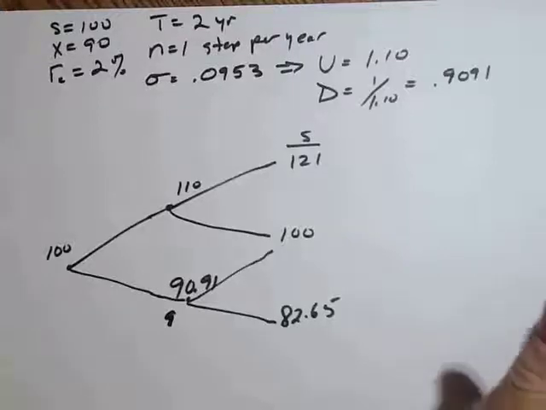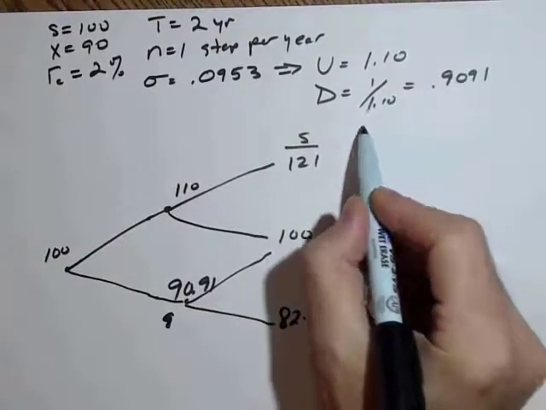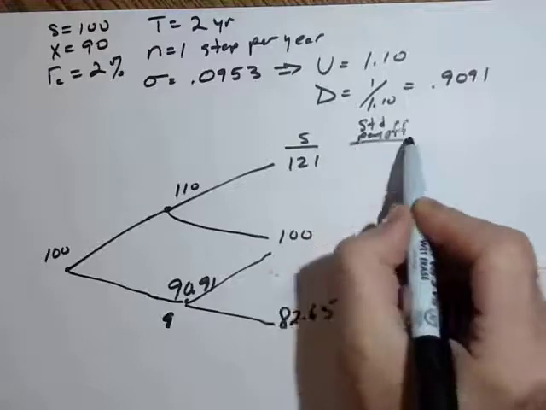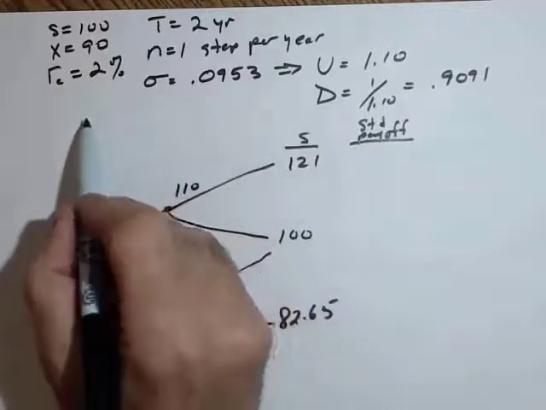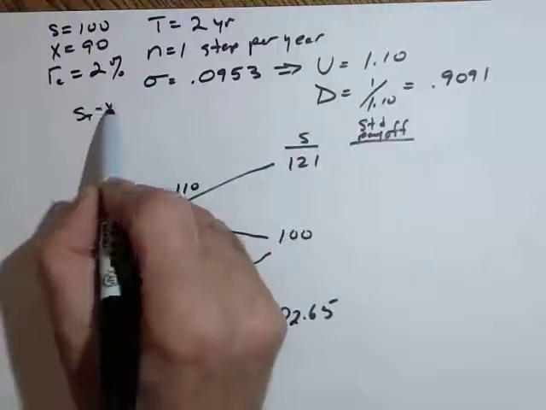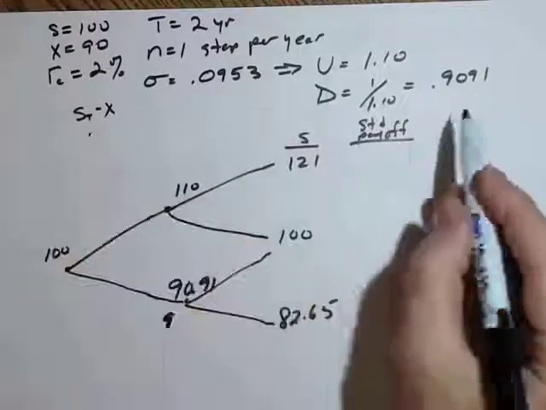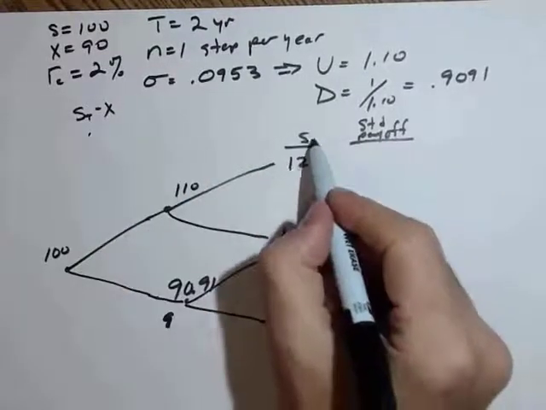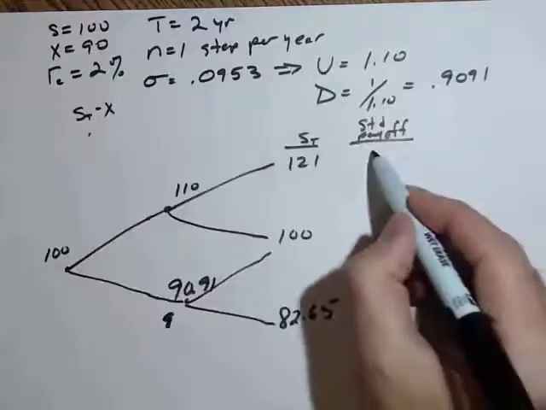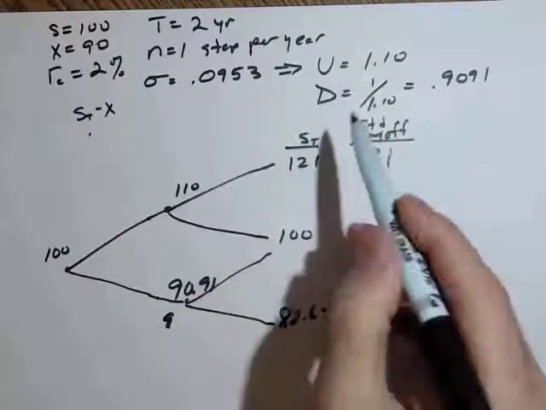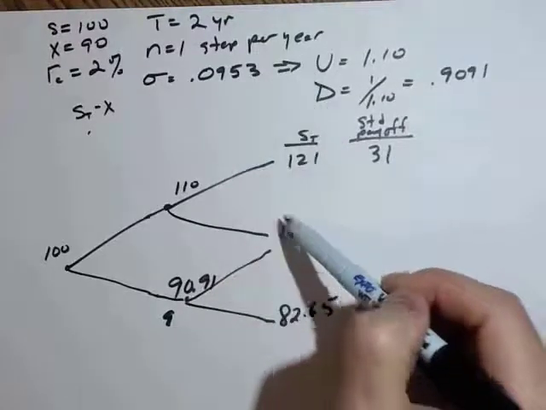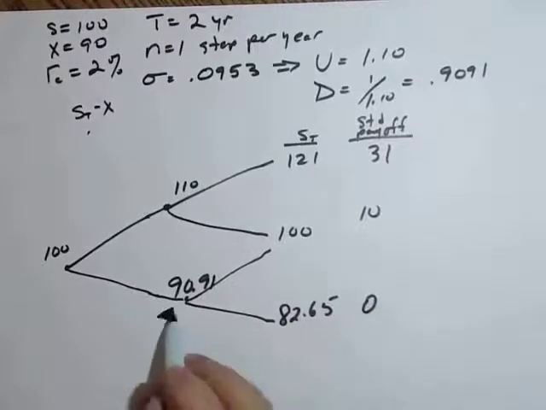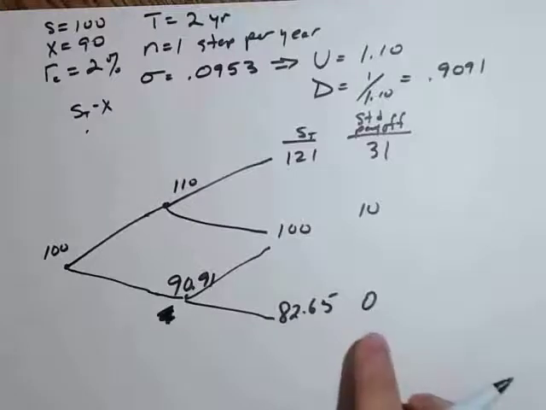Now, before we go further, let's look at the standard payoff, and that's for a standard call option. It's going to be the stock price minus X if it's in the money, or it's going to be 0. In this case, it's going to be 121, the stock price at expiration, minus the 90, so this will be 31. This will be the stock price of 100 minus the strike. This will be 10, and this payoff will be 0 because it's out of the money. So that's just a reference for the moment.